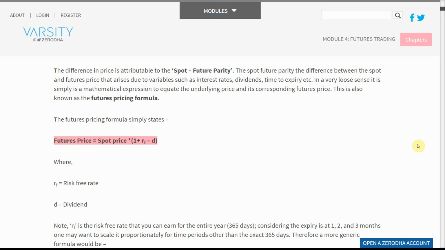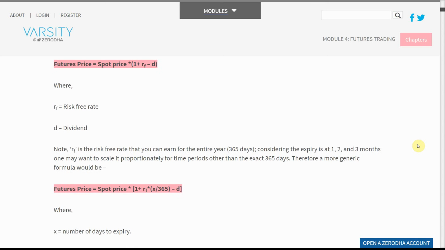The futures pricing formula simply states: futures price equals spot price * (1 + RF - D), where RF equals risk-free rate, D, dividend. Note: RF is the risk-free rate that you can earn for the entire year, 365 days. Considering the expiry is at 1, 2, and 3 months, one may want to scale it proportionately for time periods other than the exact 365 days. Therefore, a more generic formula would be: futures price equals spot price * (1 + RF * X/365 - D), where X equals number of days to expiry.